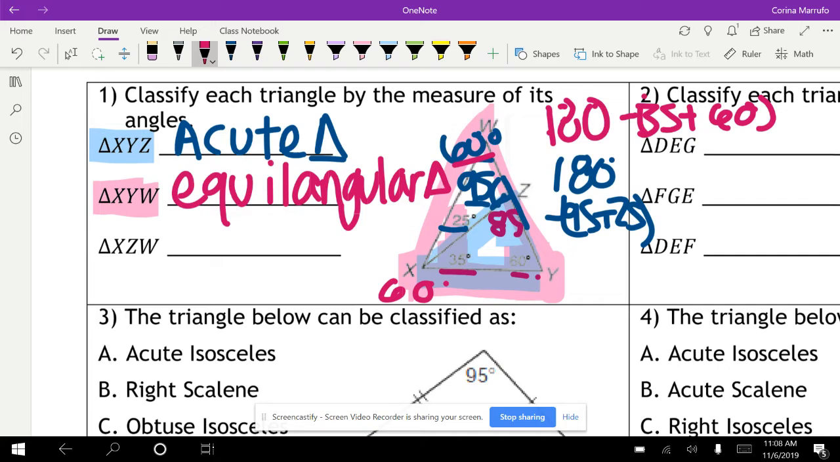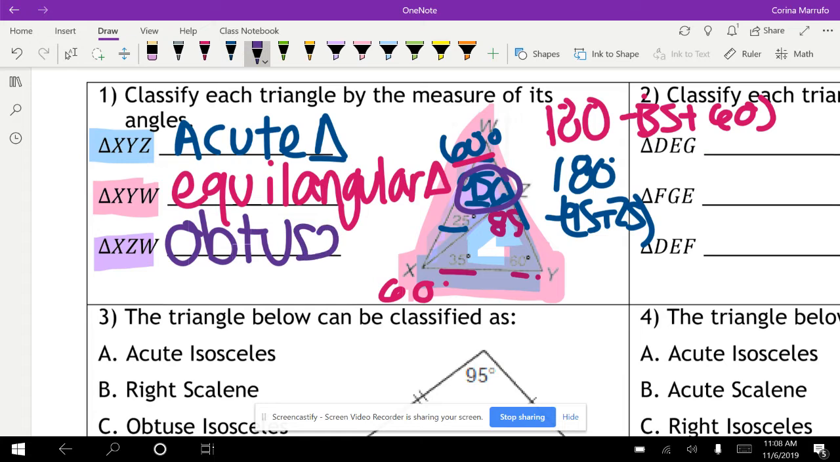All right. And then last is triangle XZW, which is this one inside here. And so the XZW one's 25, one's 95, and one's 60. So because one of them is more than 90, the 95 degrees is more than 90 degrees, this is an obtuse triangle.